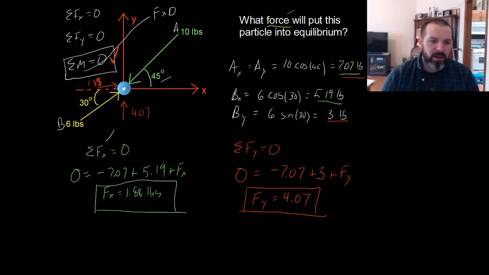So if I go in here and I draw in the resultant, it's basically saying that I have a force acting at an angle here of 65.2 degrees, and it has a magnitude of 4.48. And this one force acting up to the right will put this particle into static equilibrium.